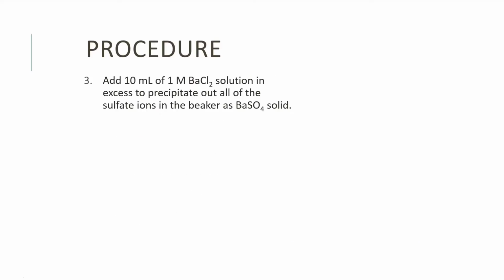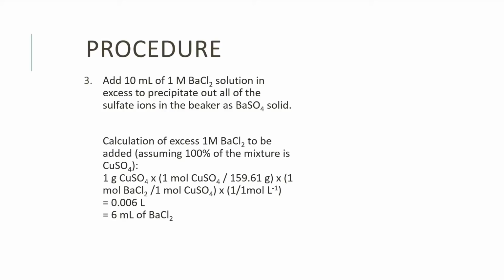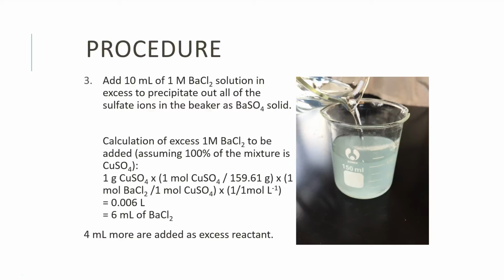Step 3. After the precipitate has been dissolved, add 10 milliliters of 1 molar barium chloride solution in excess to precipitate out all the sulfate ions in the beaker as barium sulfate. To calculate the amount of barium chloride needed, you must again assume that the mixture is 100% copper sulfate to make sure that the barium chloride is in excess.